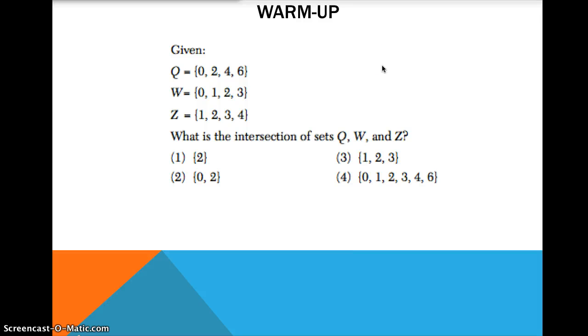We're doing 7.3, warm up. Given Q contains the elements 0, 2, 4, and 6. W contains the four elements 0, 1, 2, 3, and Z contains the elements 1, 2, 3, 4. What is the intersection?